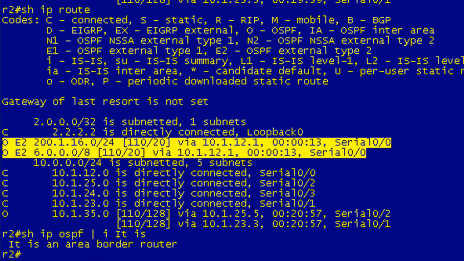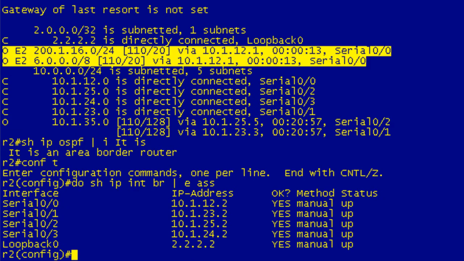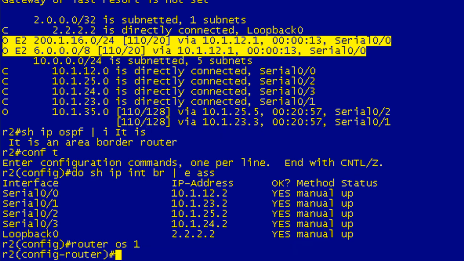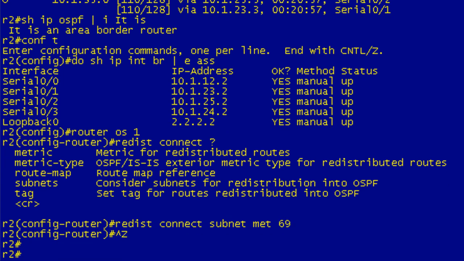And what I'm going to do is I'm actually going to redistribute an interface into OSPF. Again, don't worry about this. Let me do show. Actually, loopback 0 is not being advertised. So what I'm going to do is go under my router OSPF 1 process. Just going to do a redistribute connected, which means redistribute the connected interfaces into OSPF subnets. I need to have that command, and I'm going to give it a metric of 69 just so that I know that it originated. Again, don't worry about this command.